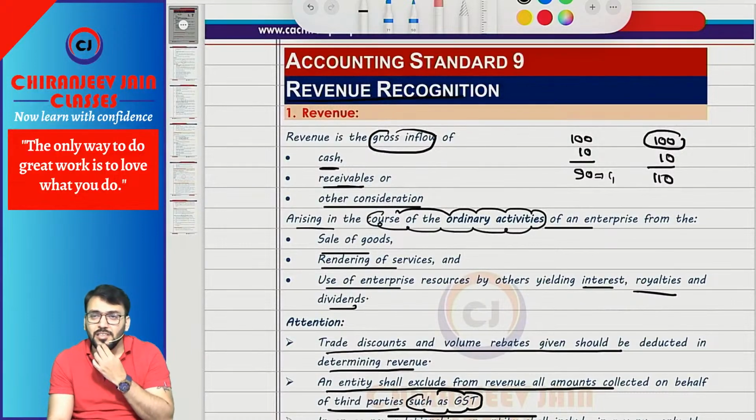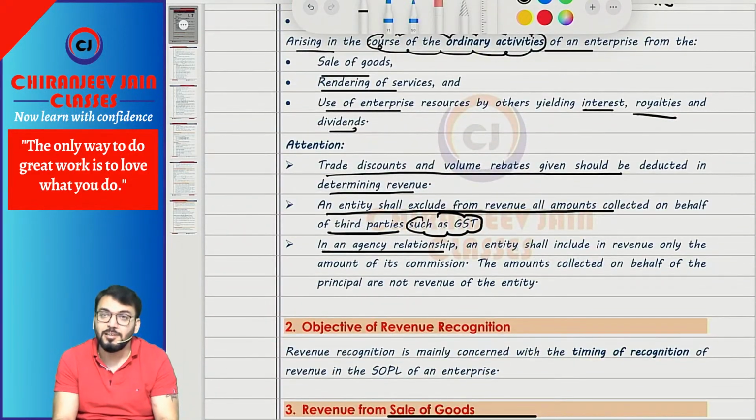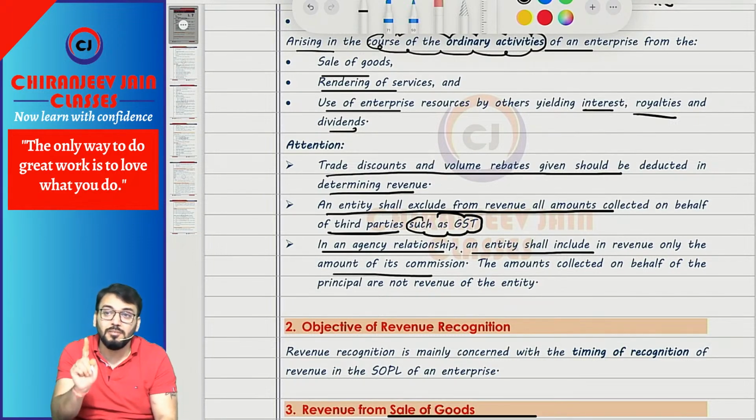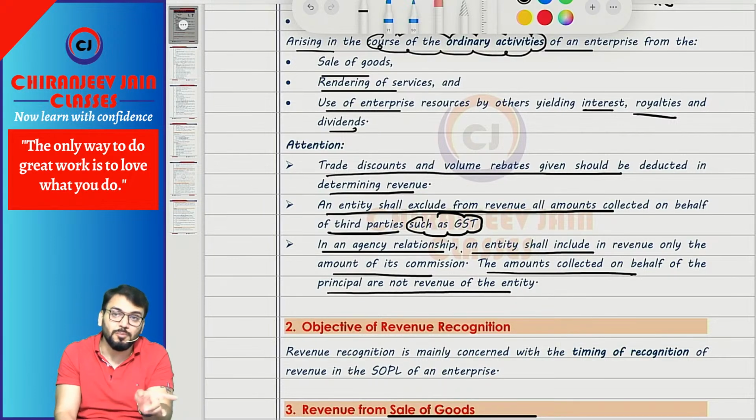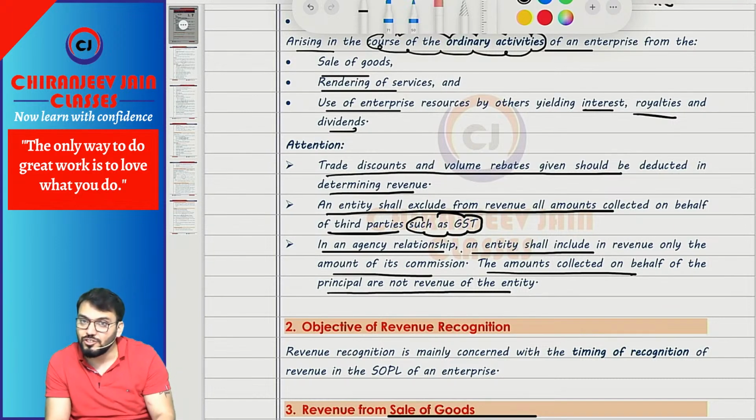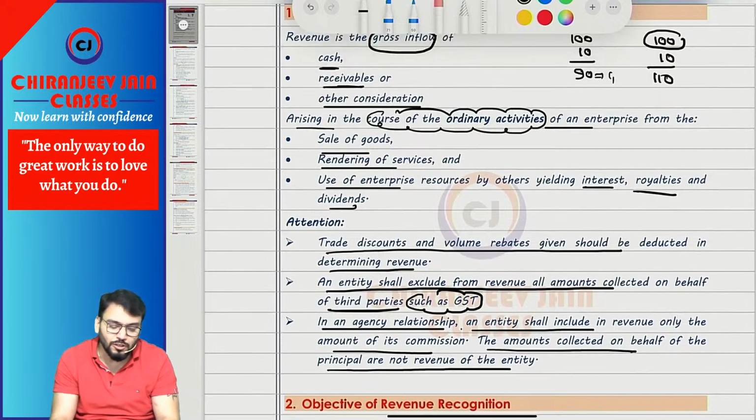Correct? Understood? Now you all know that in case of an agency relationship, meaning an agency or consignment arrangement, the consignee's revenue is not the gross inflow. The consignee's revenue is only what? The commission amount. A clarification has been given that in case of agency relationship, the entity shall include in revenue only the amount of its commission. This means the agent will only include commission as revenue. The amount collected on behalf of the principal is not the revenue of the entity. That will become the revenue of the principal. Understood? So these are some clarifications that have been given about the gross inflow.